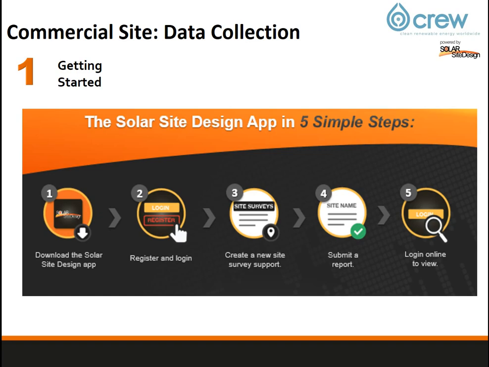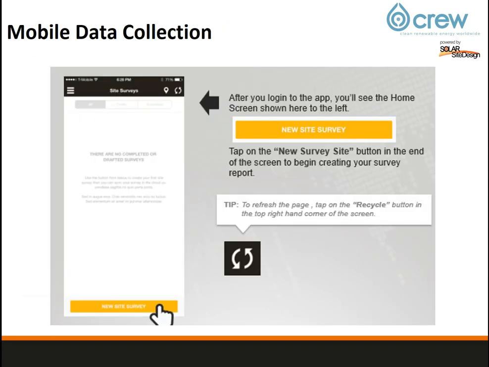So make sure to go in, register your account. You're going to create a new site survey, submit the site survey, and you're going to be able to log in online to your personal dashboard and be able to download your working models. Once you're registered with SolarSite Design, you're on your way to uploading your first project. For commercial installations and commercial site surveys, click on the new site survey. Now, this is in your mobile data collection form. You'll see down at the bottom, click on new site survey.